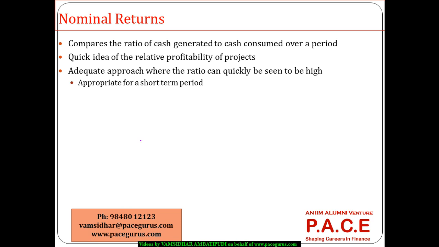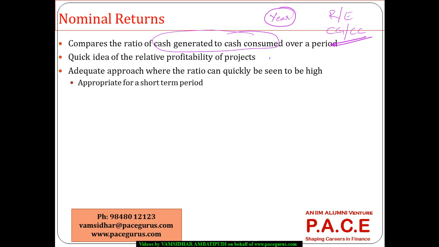Then one more mechanism that is available or helpful for us is the nominal returns. Simple: cash generated to cash consumed. It's purely cash based. How much cash in a particular year or any time period; it's not revenue by expense, it's cash generated by cash consumed, the real cash flow movement during a particular period.